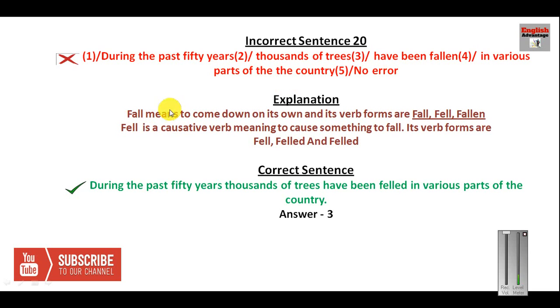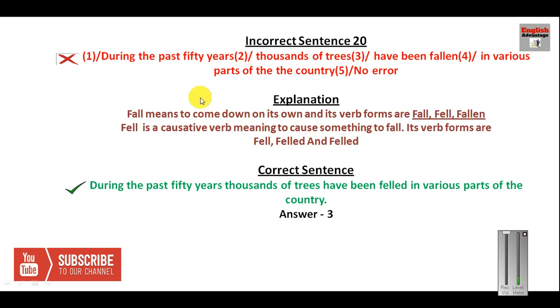So here you have to use this verb fell, because fell means to cause somebody or something to come down or to fall down. Fall means to come down on its own. Now trees are not cutting on their own. Trees are not coming down on their own. Somebody is cutting them. So that is why you have to use the causative verb fell. And the third form of this fell is felled. So you have to use here felled, F-E-L-L-E-D.